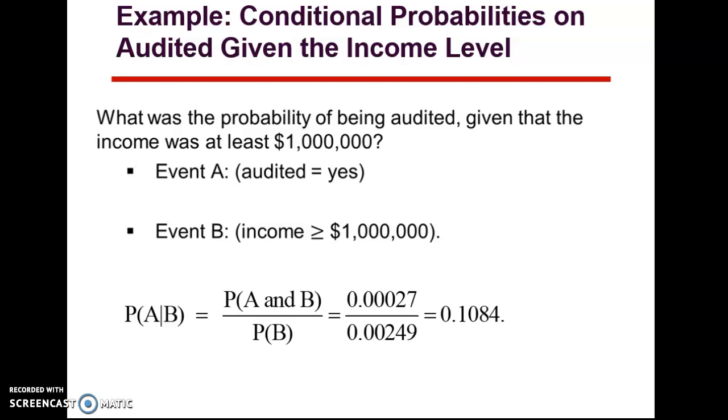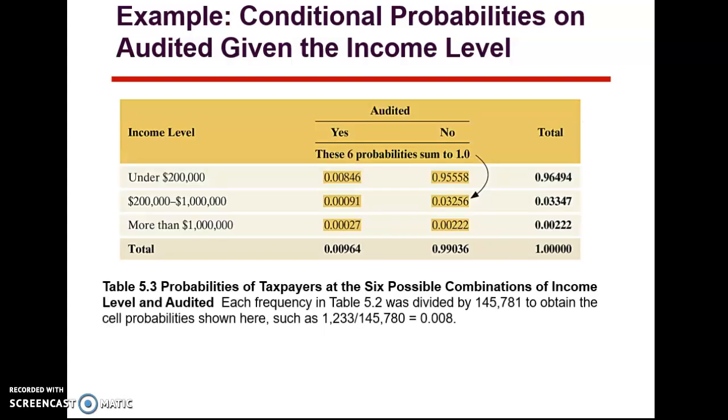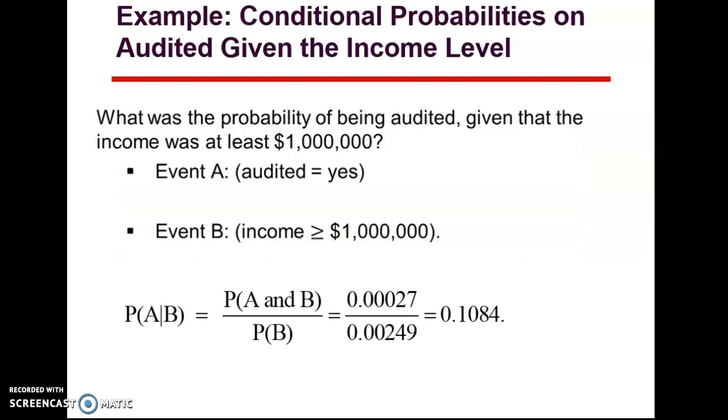So let's see where these numbers come from. Let's look at probability of A and B, 0.00027. Slide back. We say OK, where's the probability? Right here. That's the intersection of being audited and more than $1 million. So it's literally what it says. These two intersect, the row and the column. So we come back and we look again.